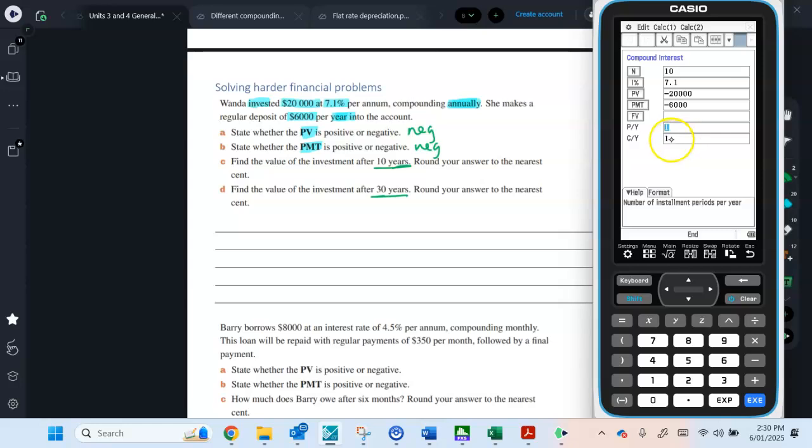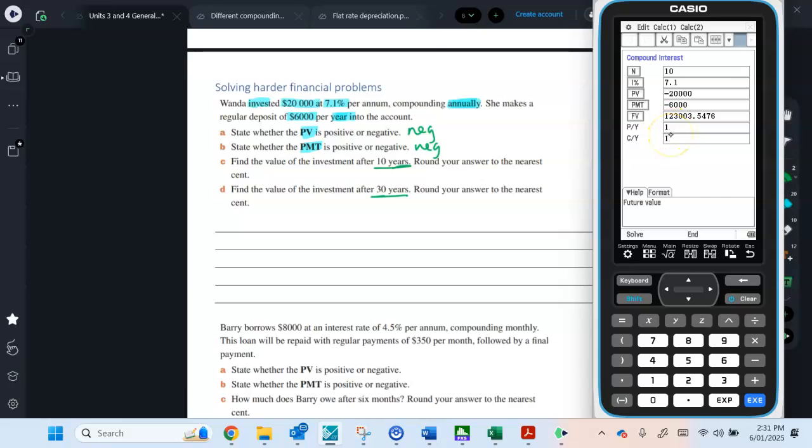So it's still 1 because we're doing it annually, and your compounding periods is also 1. All right, so if it was monthly, they would be 12. We'll probably come across some questions there. All right, so we want to calculate the future value, so we just press on that. You can press solve down here, same thing.